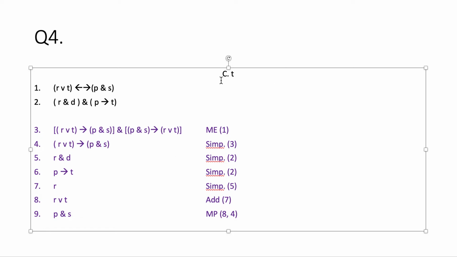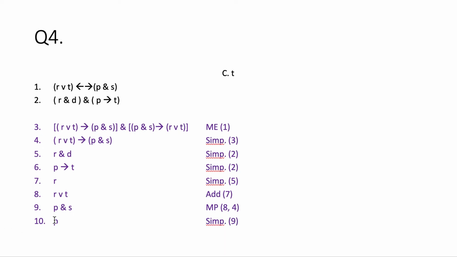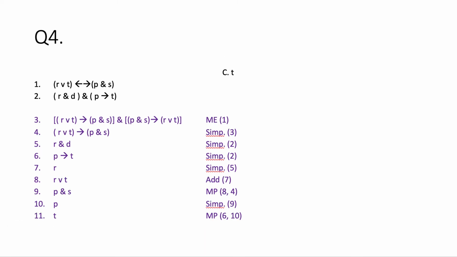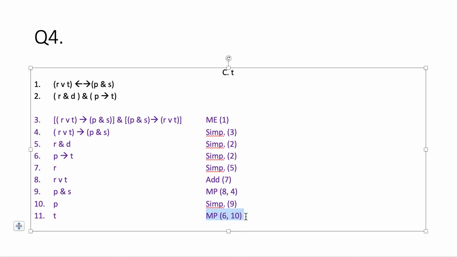Okay, now I'm remembering that I'm trying to get T, my conclusion is T, and now I'm really close to T. So I'm going to use simplification on line 9 to give me my P, which is the antecedent of the conditional I have on line 6. And if I can use modus ponens now on 6 and 10, that's going to give me T. So that's what I do. On line 11, I say modus ponens on 6 and 10. It gives me T. That's my conclusion up here.